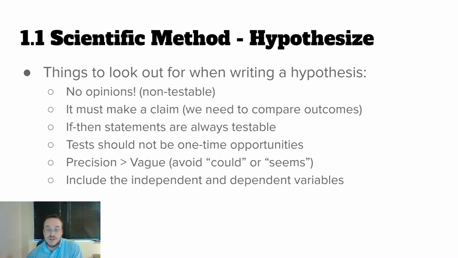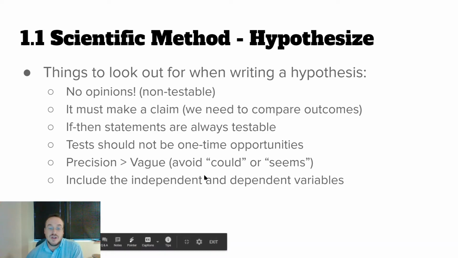Precision is better than vague. So in your hypotheses, I want you to avoid could or seems. Those are inherently, that means they're by their own nature, vague. Could happen. Yeah, it may or may not. That's still a could happen, right? We want something that will happen or will not happen.